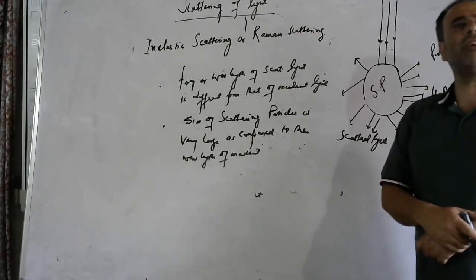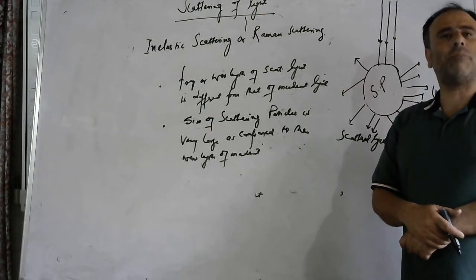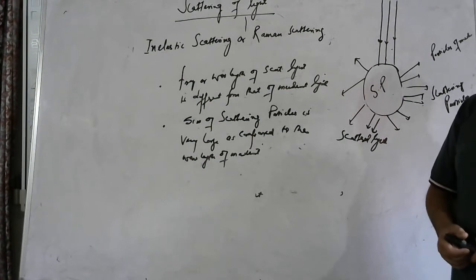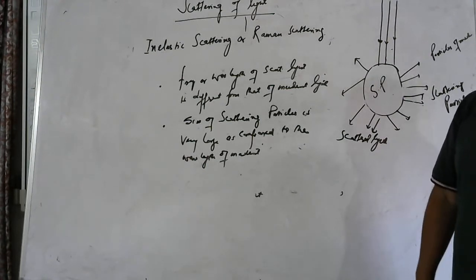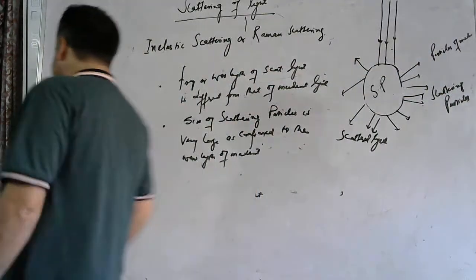So in Raman scattering, the size of scattering particles is very large as compared to the wavelength of incident light, so that there occurs exchange of energy between incident light and scattering particles. This completes the types of scattering.